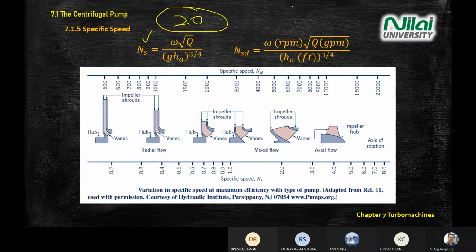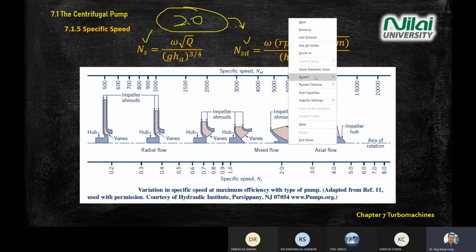5,000 is NSD. You convert this one to NSD is 5,000. My question is what kind of pump are you using? On your screen, we have three types of pump there. Mixed flow. Yes, correct. You're using a mixed flow pump, and you can use the impeller strut with the vent on this design and so on. Okay, good.